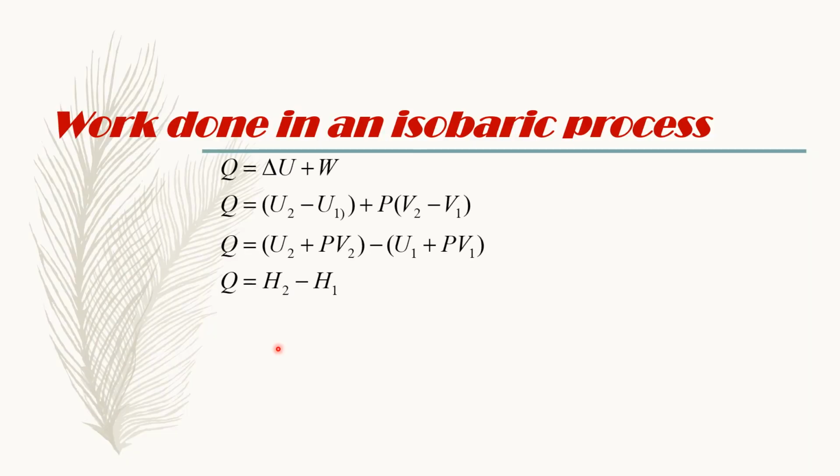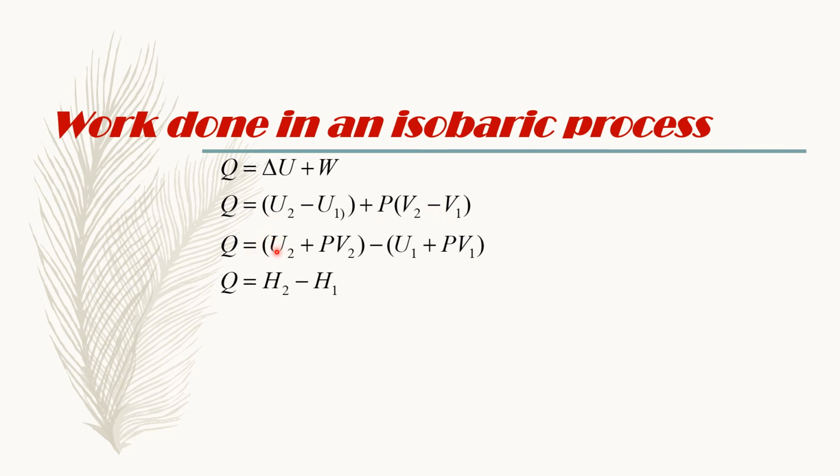Now we will use the first law of thermodynamics. Q is equal to delta U plus W. Delta U is the change in the internal energy, so the change in internal energy will be written as U2 minus U1. U2 corresponds to the final state and U1 corresponds to the initial state. The work done W can be written as P into V2 minus V1, the equation which we have just derived in case of an isobaric process.